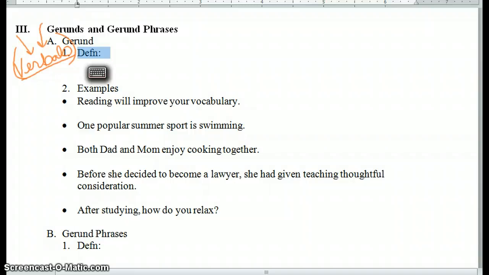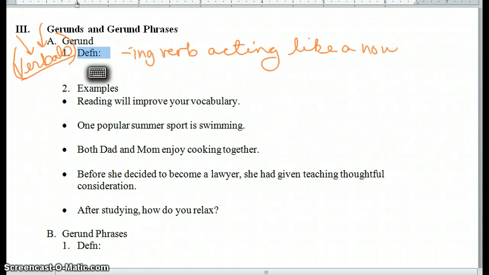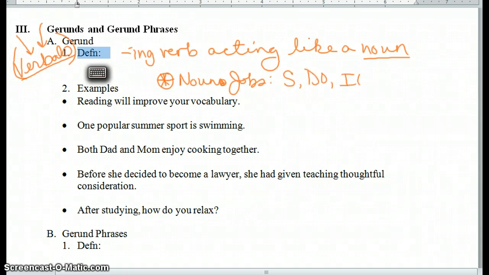So definition of a gerund. A gerund is an ing verb acting like a noun. And now you got to remember that nouns do very specific jobs in sentences. And so nouns can be our subjects, they can be our direct objects, they can be our indirect objects, they can be our objects of prepositions, and they can be predicate nominatives. So when we find gerunds, we're not only identifying them, but we also have to identify what part of speech they are. What job are they doing in the sentence?